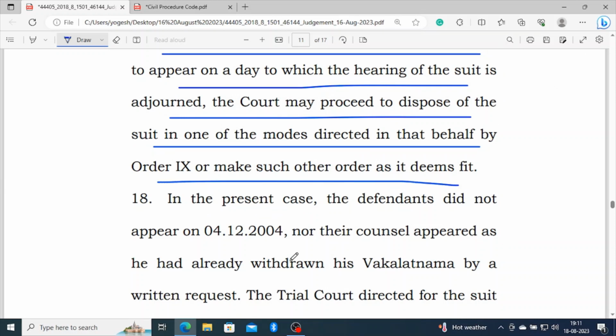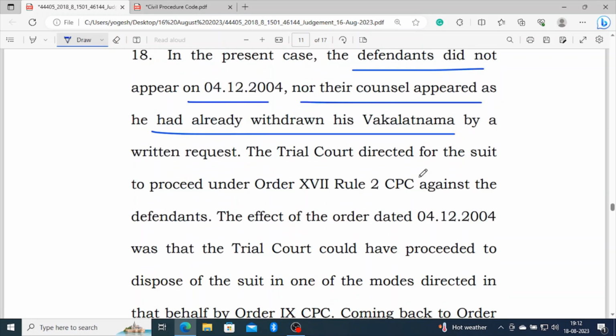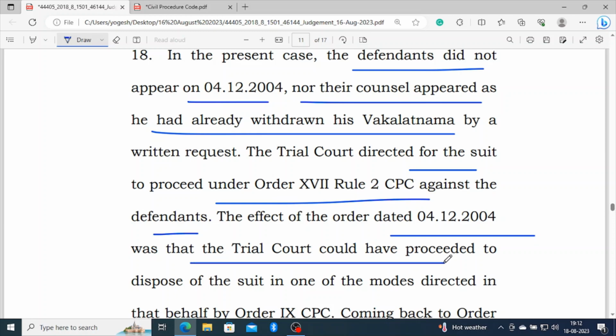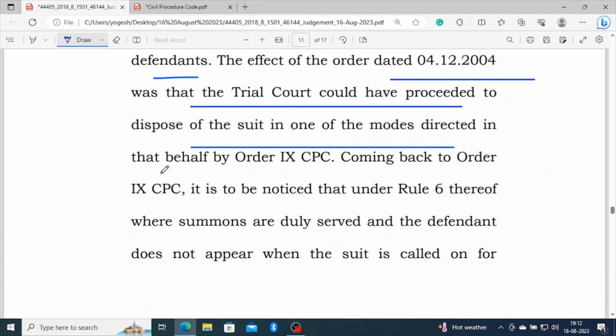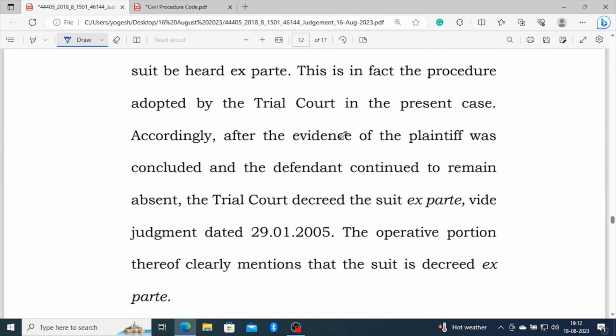After analyzing the provisions of the Civil Procedure Code, the court made an observation. The defendant did not appear on that date in 2004, nor did the counsel, who had already withdrawn his vakalatnama. The trial court directed the suit to proceed under Order 17, Rule 2 CPC against the defendant. The effect of that order was that the trial court could have proceeded to dispose of the suit in one of the modes directed in that behalf under Order 9 CPC. And since notice was issued, they have filed a written statement also.